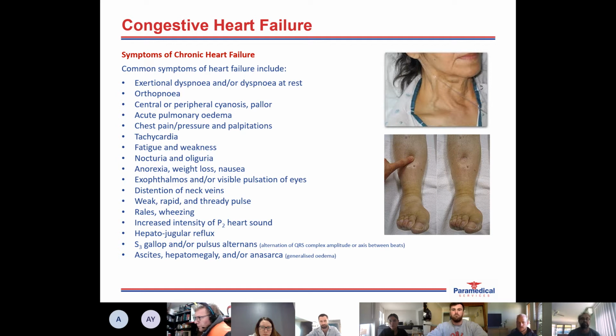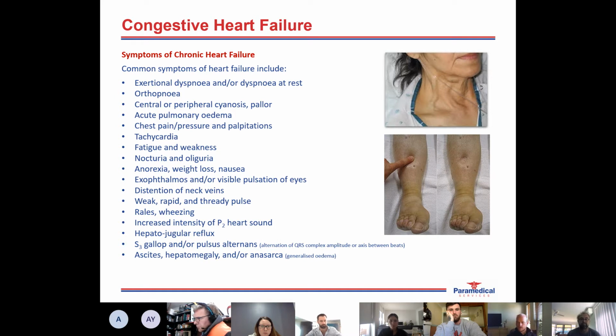Common symptoms that we'll see when we start to have our patients transition from what could be an ischemic attack to chronic heart failure would be exertional dyspnea or dyspnea at rest, orthopnea, central or peripheral cyanosis and changes in the color of pallor, and acute pulmonary edema, so listening for those wheezes, crackles, or other gurgling, muffled sounds.